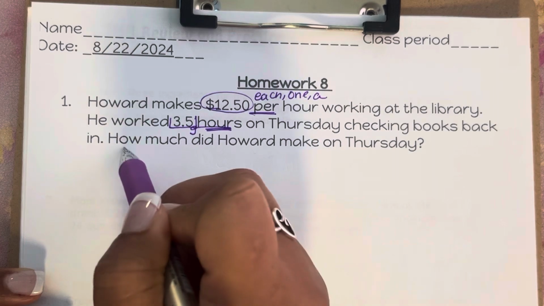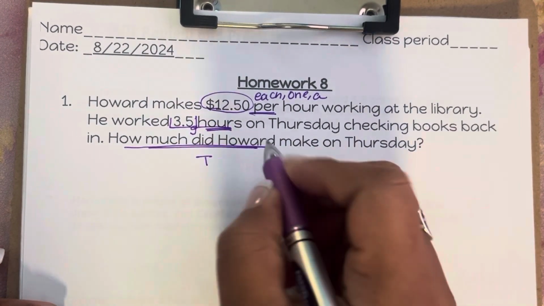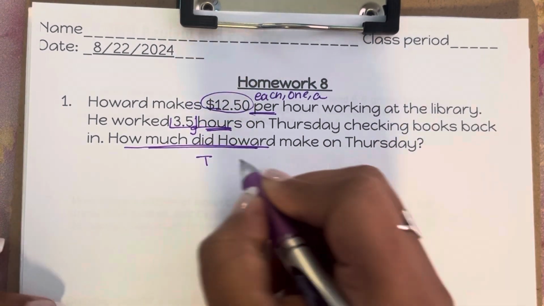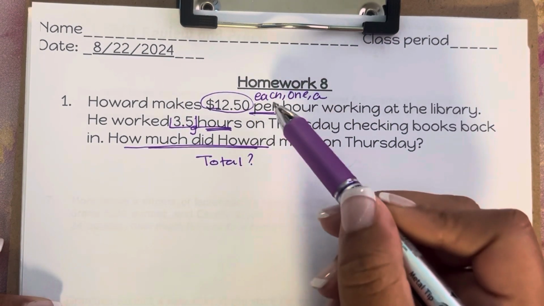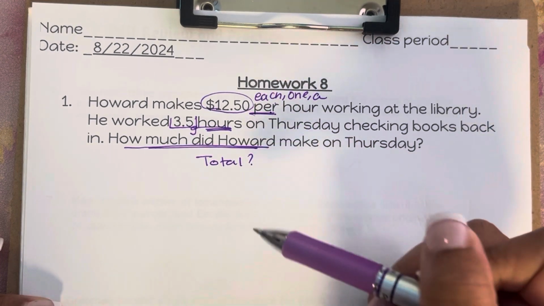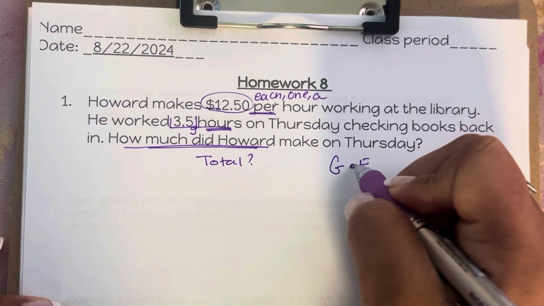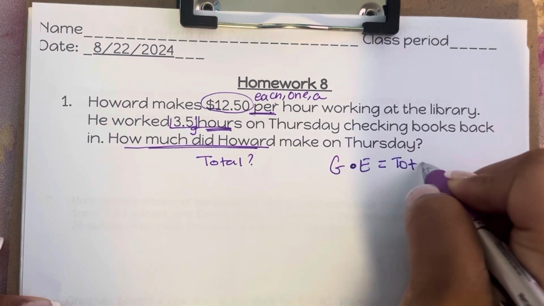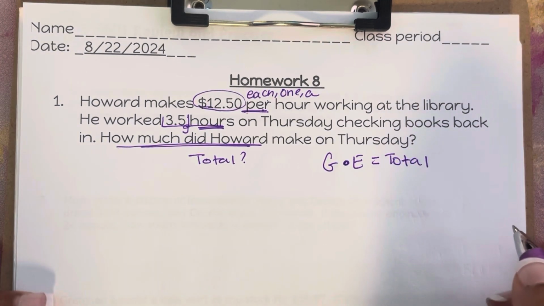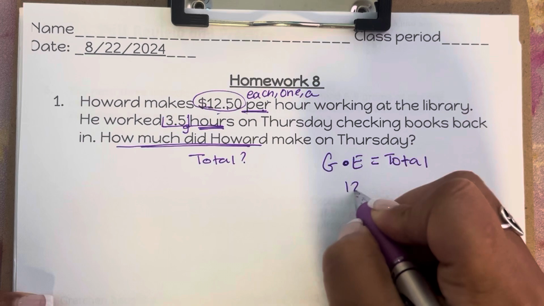How much did he make? All right, so this is asking us about the total. How much did he make on Thursday? So for the whole day, how much did he make? We don't know. So I see the word each or per. I see total. So I'm going to try the get model. This is groups times how many in each equals a total. And let's plug in what we know. Well, each is connected to the 12.50.